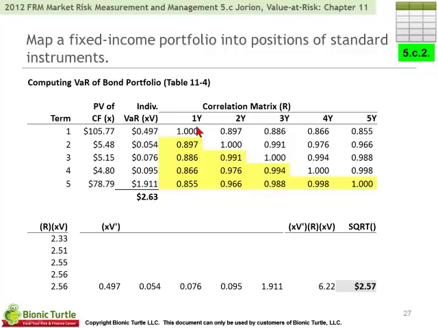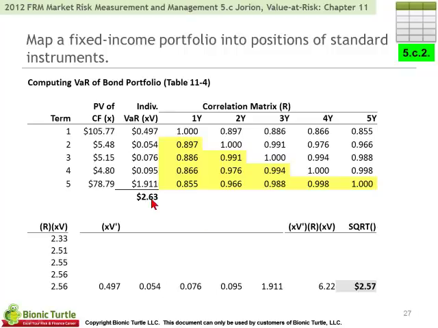Then introduce the correlation matrix, and then take the individual VAR, multiply by the correlation matrix, multiply by the transposed vector of individual VARs, so column vector, correlation matrix, row vector. The product of those three gives us a variance. Take the square root of that, and we get 2.57 million, which is called here in Jorion the diversified portfolio VAR.